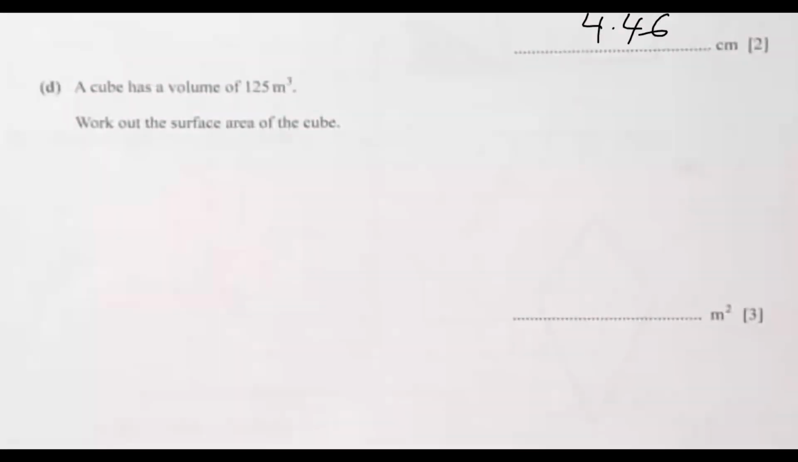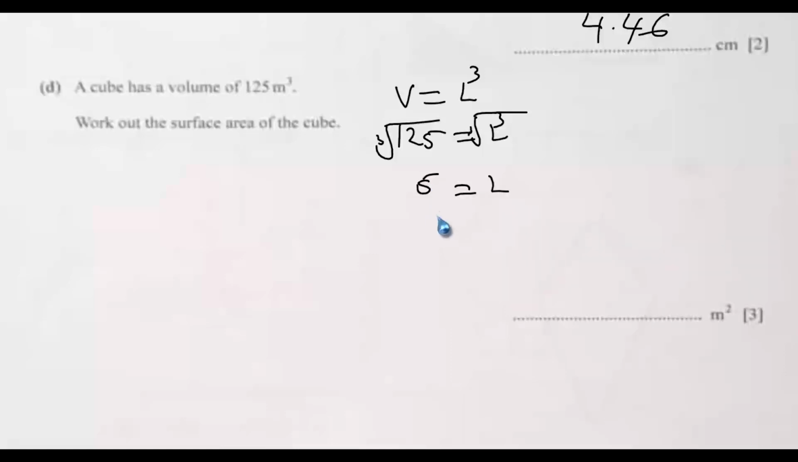A cube has a volume of 125 meter cube. So the volume of a cube is given as L cube. So since the volume is given as 125, it will equal L cube. So if you take cube roots of both sides, that means the value of L will be equal to 5 centimeters. So L is equal to 5 centimeters.